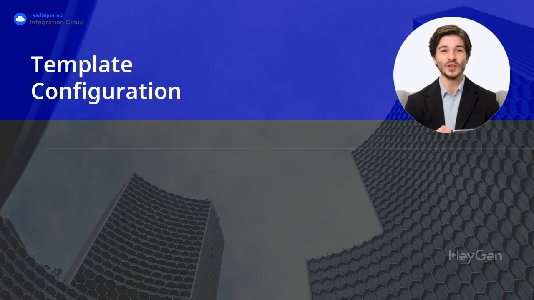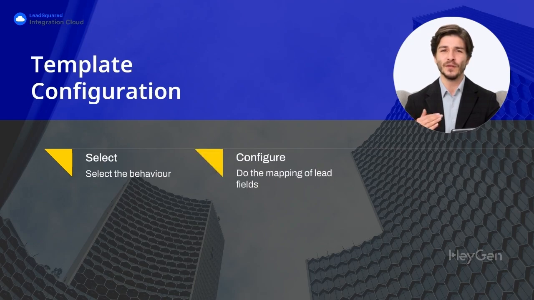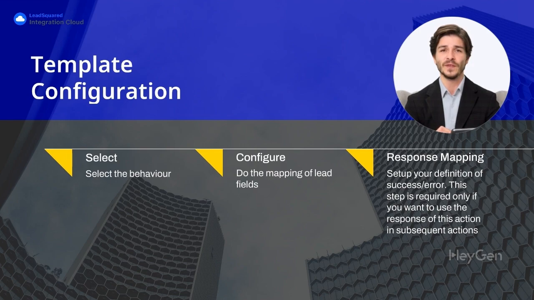Each template configuration has 3 steps. 1. Select the behavior. 2. Do the mapping of lead fields. 3. Set up your definition of success or error. This step is required only if you want to use the response of this action in subsequent actions. Now, have a look at this feature video.